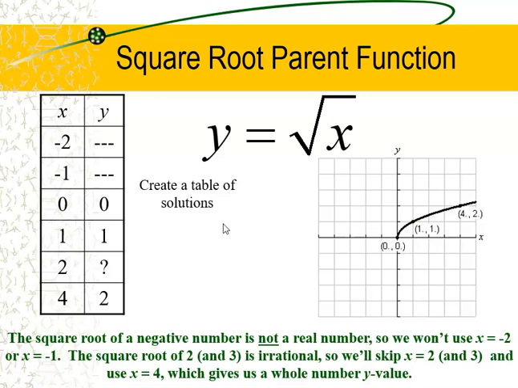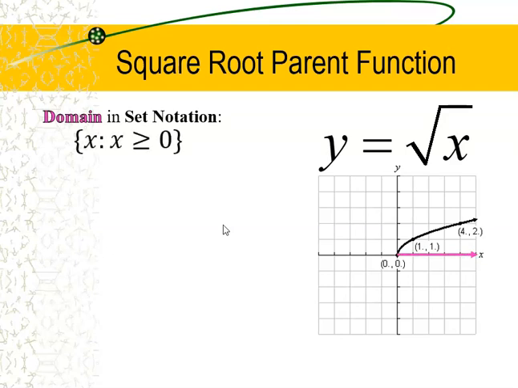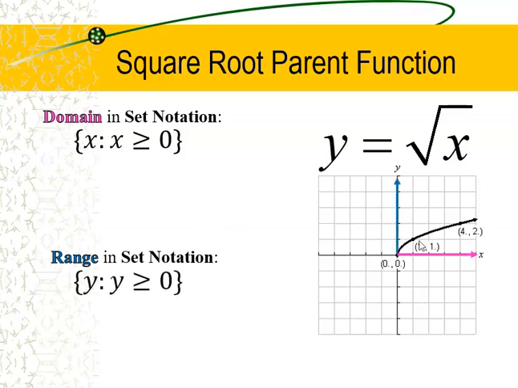It's very different from the other parent functions. And the domain will be different from the other parent functions. The other functions went left and right forever, but this particular graph does not do that. It starts at 0 and goes off to the right forever. So we'll say that x is greater than or equal to 0. All the x's are to the right of 0 or they're equal to 0. The range in set notation is also greater than or equal to 0 because you would start at 0 and you go up forever.